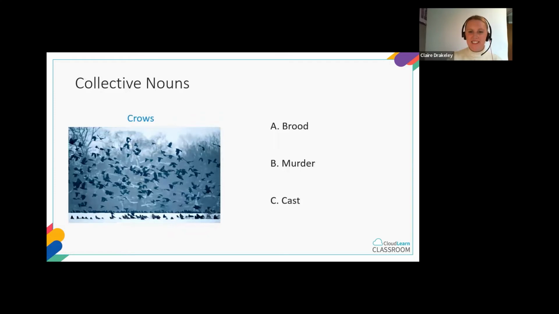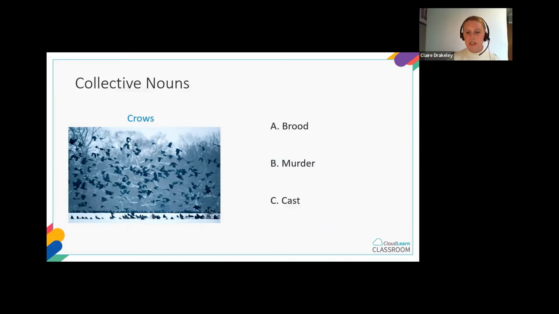So collective nouns, let's go back to collective nouns. These are my favorite nouns. There are some really fun ones. Let's have a play with them here. So you all know the collective noun for certain animals, like a flock of sheep, a pack of dogs, a school of fish. Let's see which other ones you know.